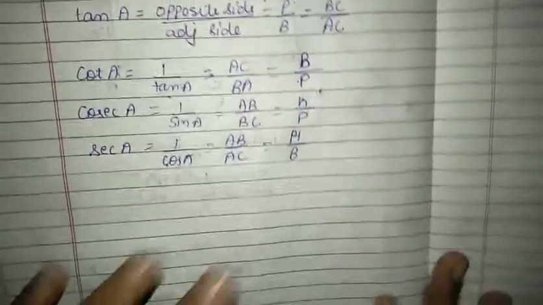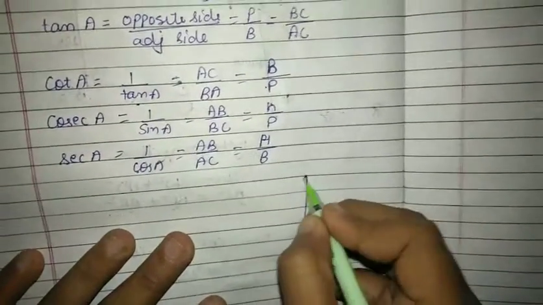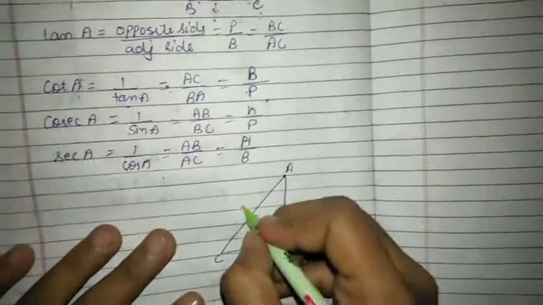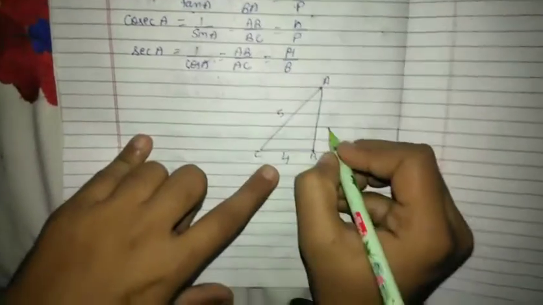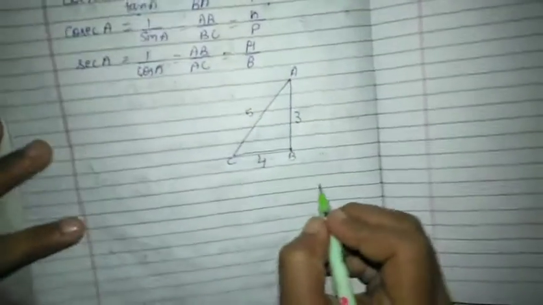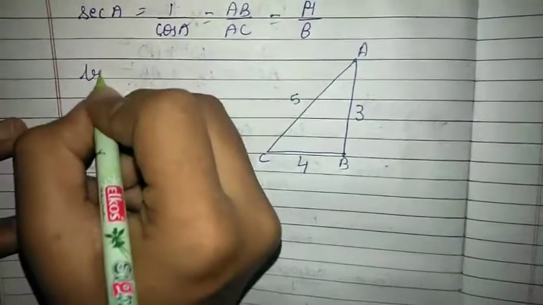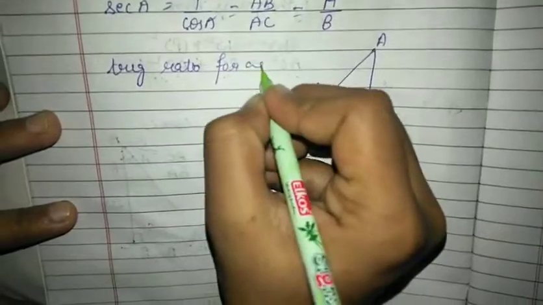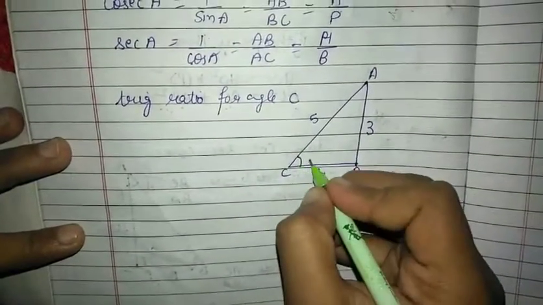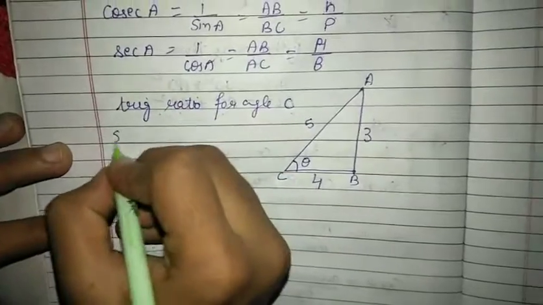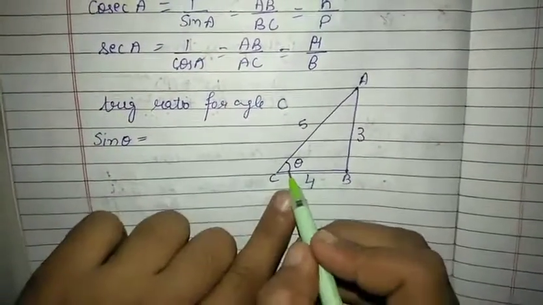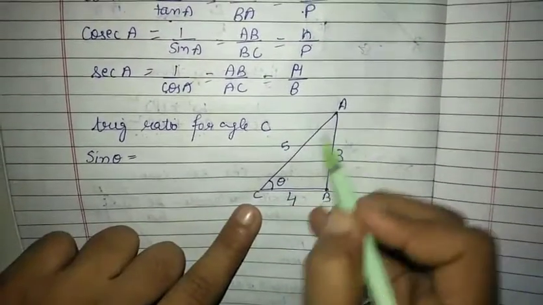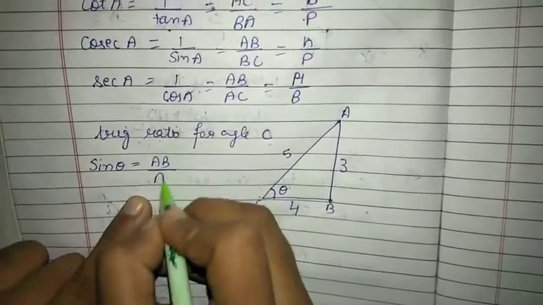Let's take one example. This is a right angle triangle ABC which has hypotenuse 5, base 4 and perpendicular 3, and we want to find the trigonometric ratios for angle C. Let's take this angle as theta, and sine theta becomes perpendicular, which is this one opposite to the angle. This is AB by AC, because AC is the hypotenuse.